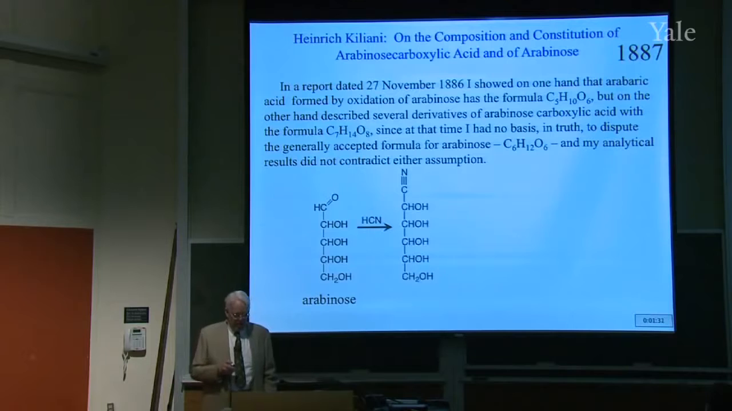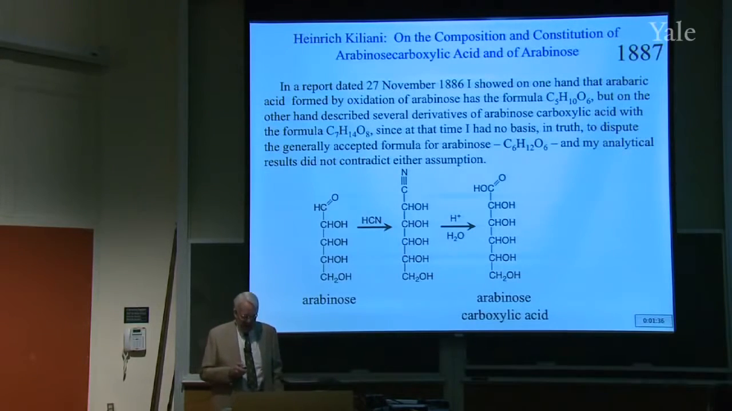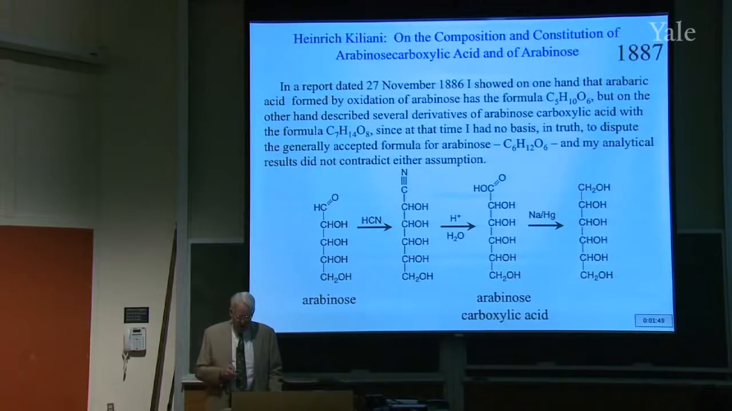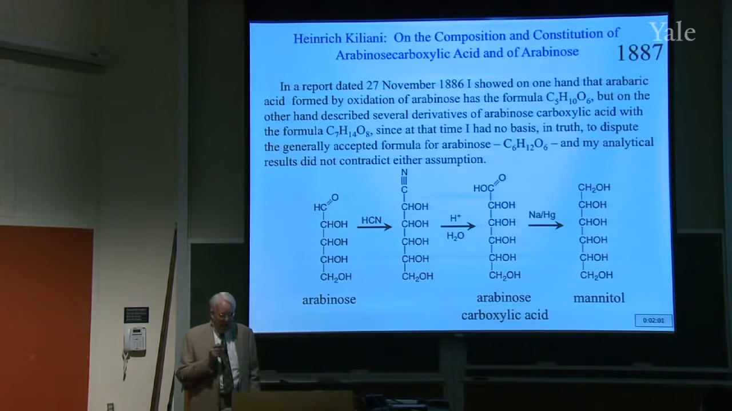So he took arabinose, he added HCN, he made the arabinose carboxylic acid, the stuff that he talked about up there, but he said then it was C7. Here he made it with 1, 2, 3, 4, 5, 6. Here he made the 6, assuming that it starts with 5, right? And he was able to reduce that with sodium with mercury to get mannitol, which was known to be C6, right? So it was clear that arabinose wasn't a C6 sugar, it was a C5 sugar, so he had resolved this, okay?